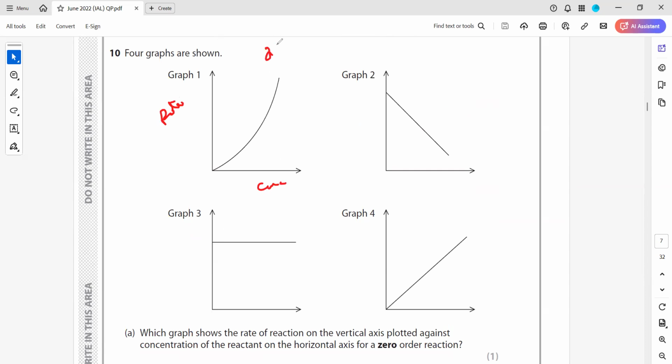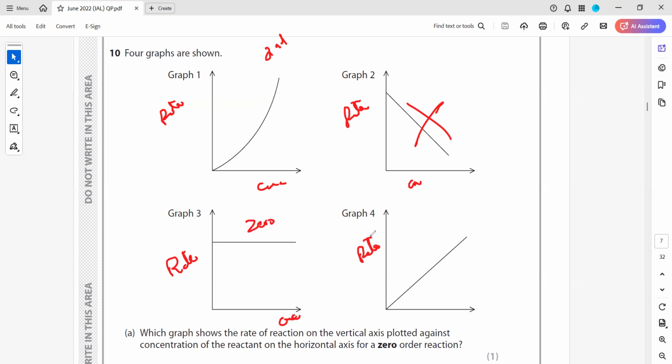Second order, because if I have a rate here and a concentration, it's actually not a rate concentration graph. That one is more of concentration or a volume. This is a rate concentration. When concentration is changing, rate does not change. This is a zero order.